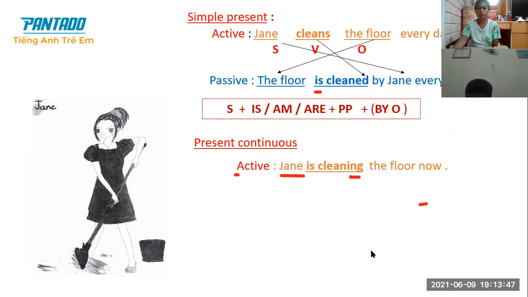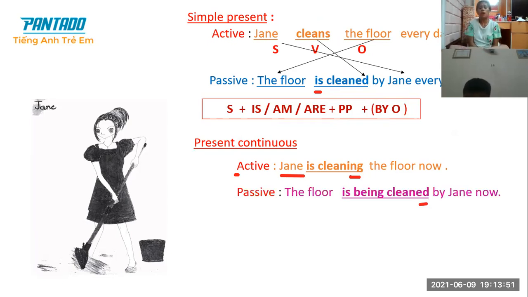Next one. If we have to make it passive: the floor is being cleaned by Jane now. Can you see? The floor is being cleaned by Jane now. It's being cleaned by Jane. Okay? Can you see that, Tab? Yes, teacher. It is being cleaned by Jane.